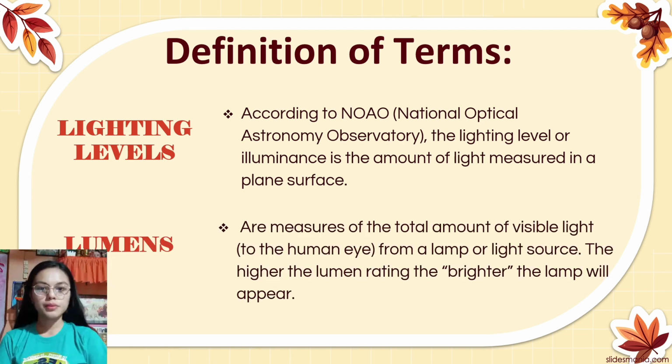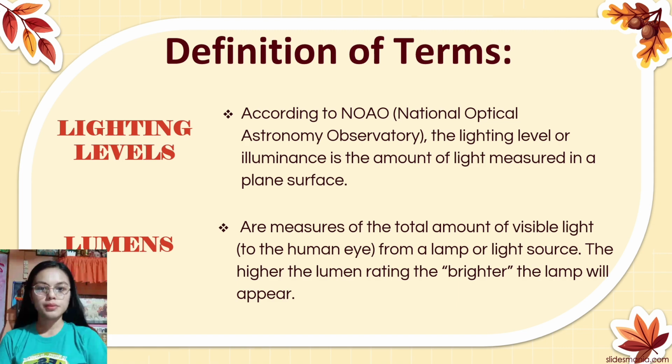Lumens. Lumens are measures of the total amount of visible light to the human eye from a lamp or light source. The higher the lumen rating, the brighter the lamp will appear. This simply means that lumens are the total light output of a bulb or fixture. So kumbaga, mao ni siya ang katibuk-an nga kahayagon or kung unsa kahayagon ang gigawas sa isa ka bumbilya or isa ka fixture.